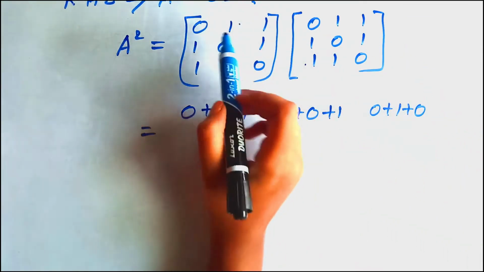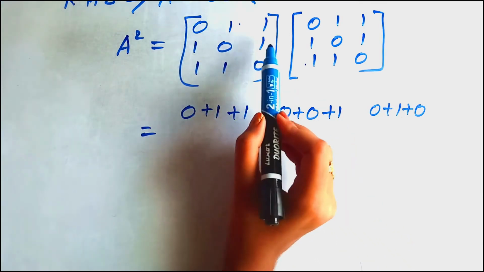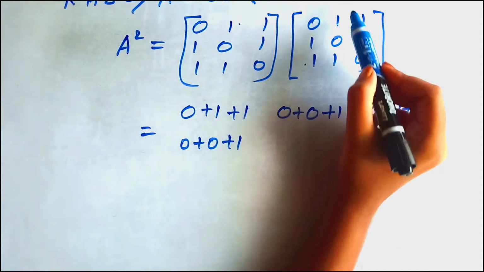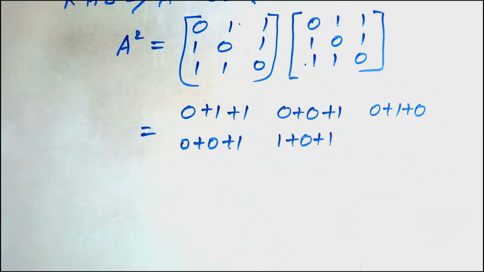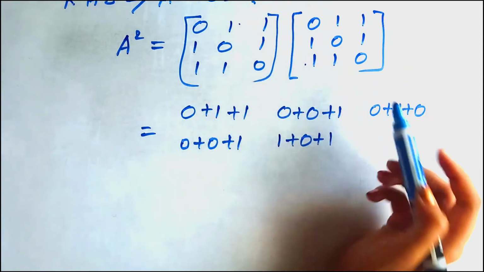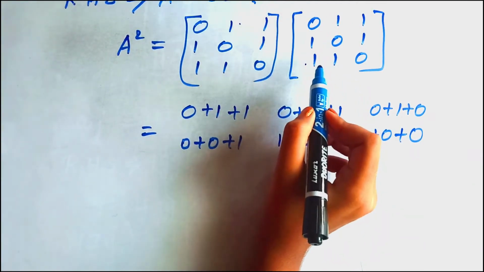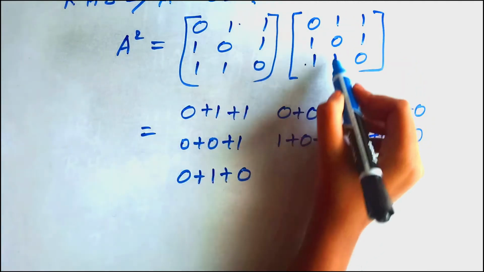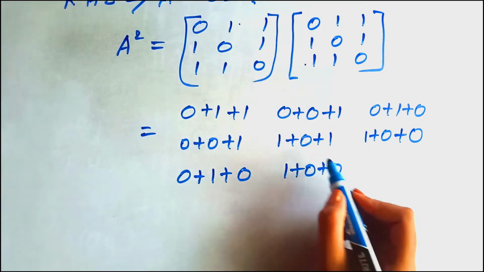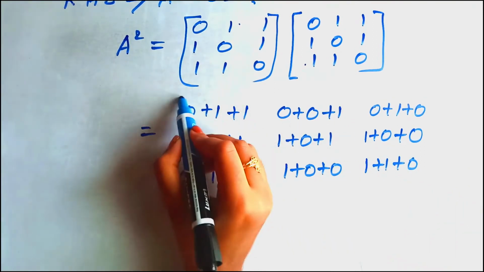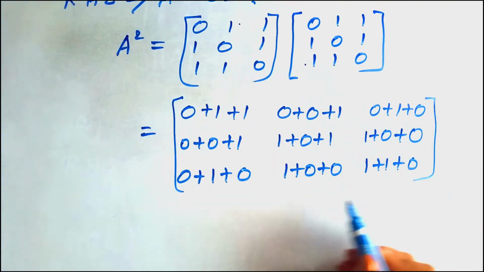So similarly we have to do it for second row and the first column, second row and the second column, second row and the third column, and the third row and the first column, third row and the second column, and finally third row and the third column. Now we have multiplied it. Now let's solve this.